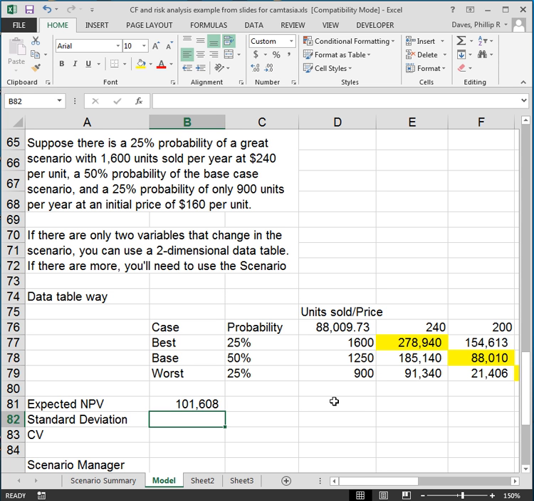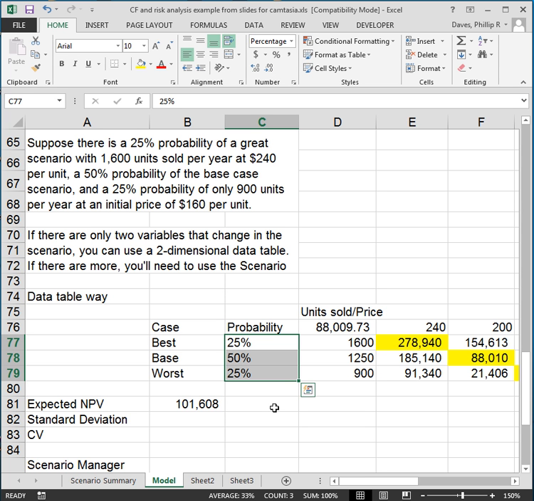Now, standard deviation can be calculated that way as well. Notice you cannot use the stdev function in Excel to do this because the stdev function assumes that all of the outcomes are equally likely, and it also assumes that you don't have the total population. It assumes you have a sample. So either way, you're going to get the wrong answer if you use the stdev function.